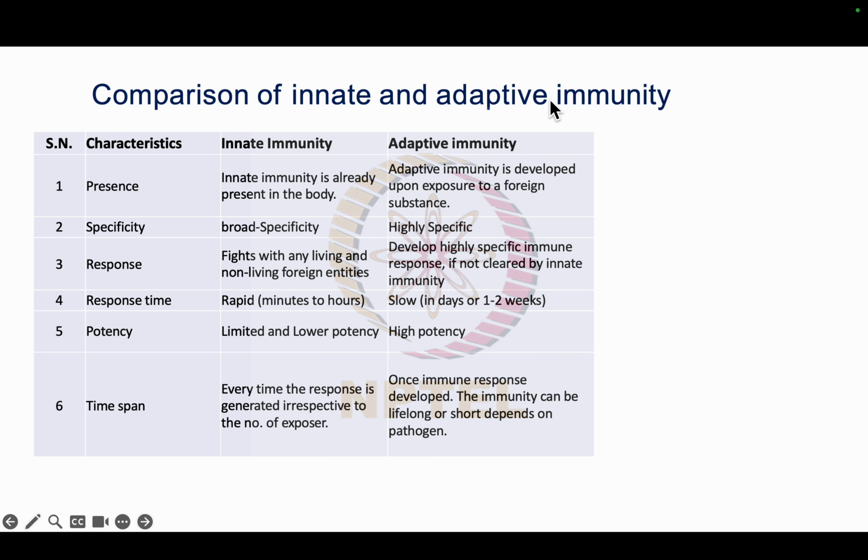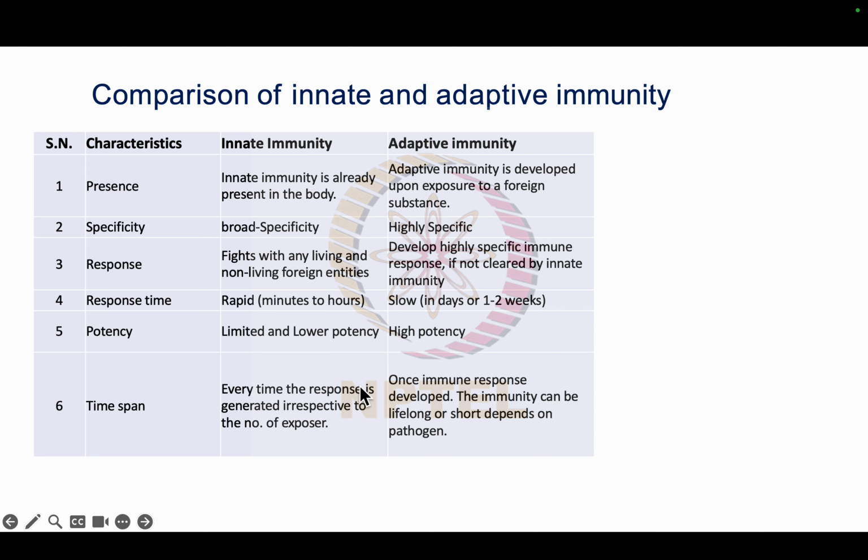Comparison of innate and adaptive immunity. Innate immunity is already present in the body. Adaptive immunity needs to be developed throughout your survival. Innate immunity has broad specificity, adaptive is highly specific. Innate fights any living or non-living foreign entities, but adaptive develops a highly specific immune response if not cleared by innate immunity. Innate is very rapid, adaptive immunity is slow. Innate is limited and of lower potency, adaptive immunity is of high potency.